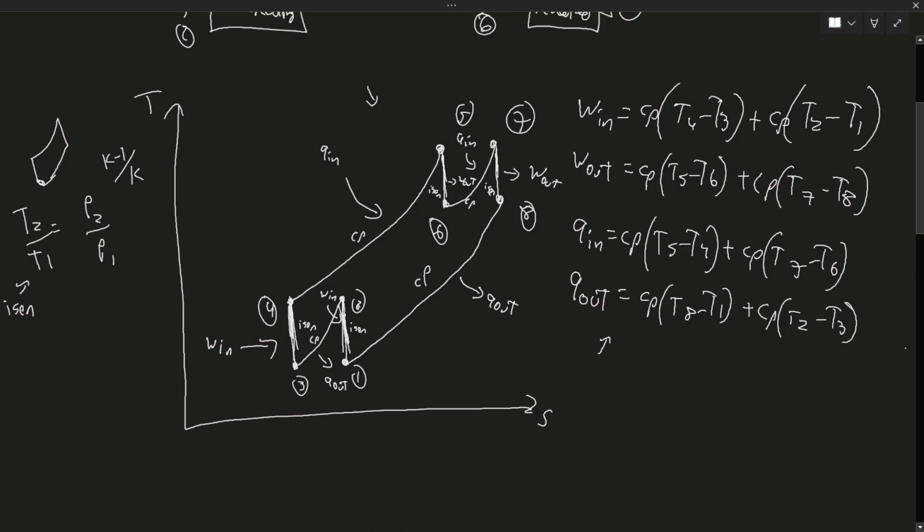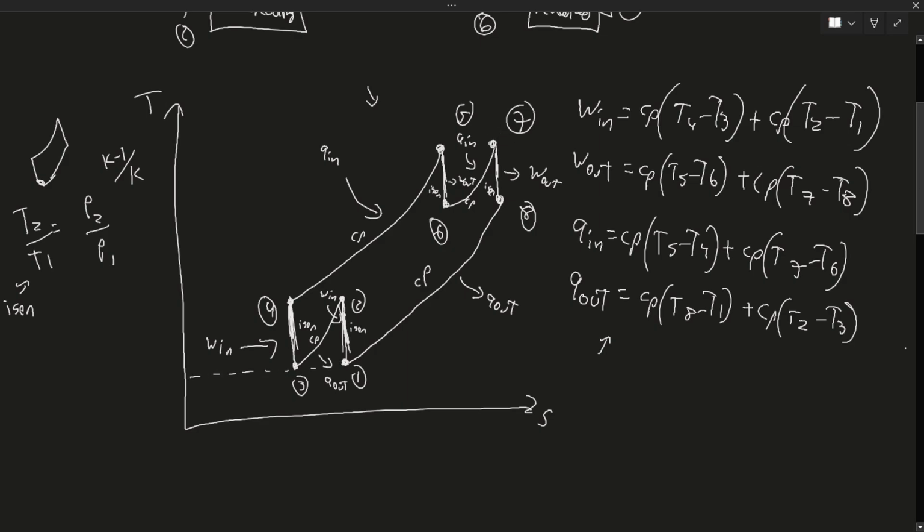Sometimes in your problem statements, it's going to say that T1 and T3 are not the same temperature. If that's the case, you have to find the temperature difference. But generally, if it doesn't say anything, you can consider that T1 and T3 are the same temperature.